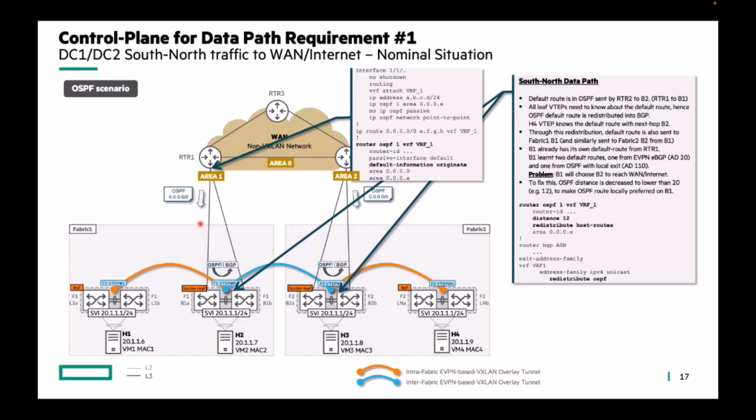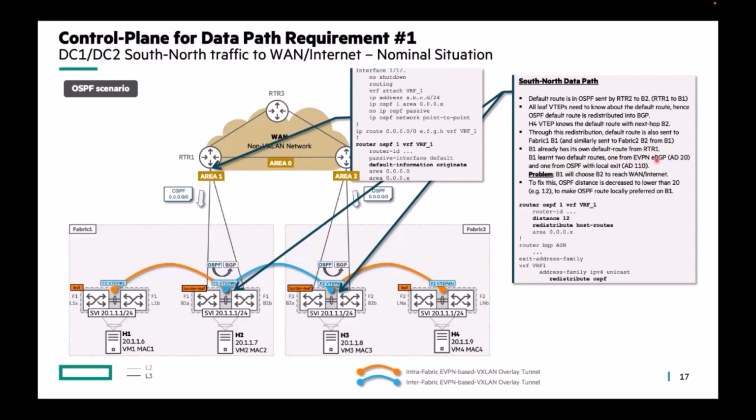Now, through this redistribution, the default route is also sent to Fabric 1 B1 or Fabric 2 B2. So when you send a default route from RTR2 to the border leaf of Fabric 2, you're also sending the default route through eBGP interfabric, and this particular border VTEP now has two unique default routes learned. One directly from its own router, another from the peer interfabric border leaf. Now, B1 learns two default routes.